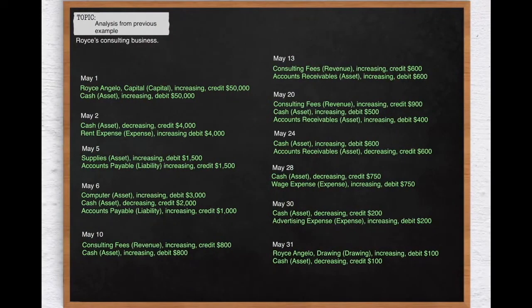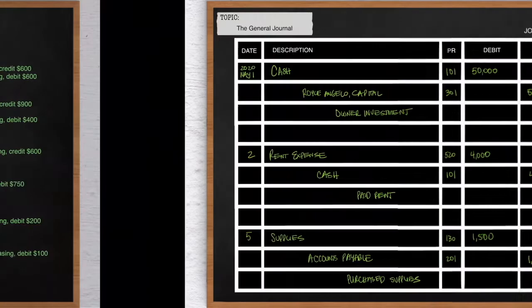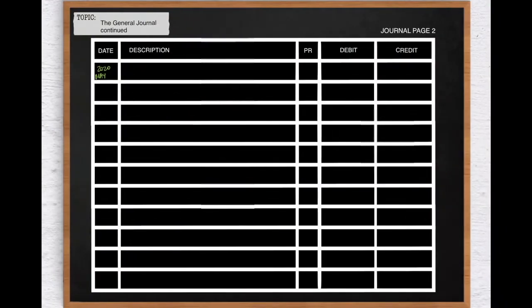Now we're on the second journal page. If you notice, it's journal page 2. If you look in the corner, we still have the same columns, and because it's a new page, we have to repeat the year and you have to repeat the month. This was on May 6th. So May 6th.